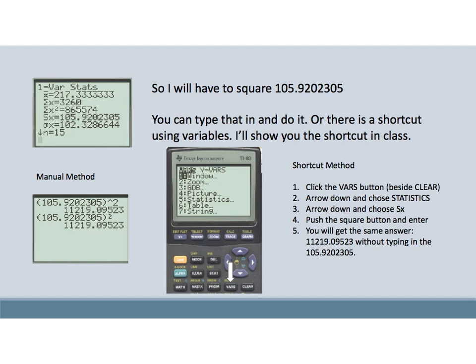There is a shortcut method, which I'll show you in class. You push the VARS button, which is beside clear. Then you scroll down and choose Statistics. Arrow down and choose the Sx. Press enter. It'll pull Sx up on your main screen. Push the square button or do the ^2, press enter, and you'll get the same answer. So there is a way to get the calculator to go look at the number it already created, pull it up for you without you having to type it all in, and square it or do whatever else you're wanting to do with it.